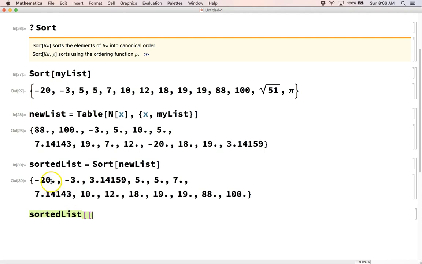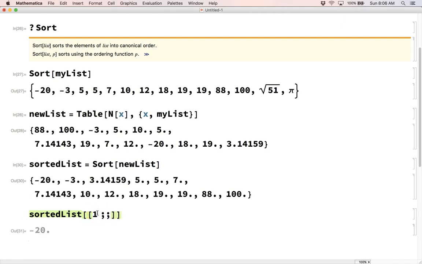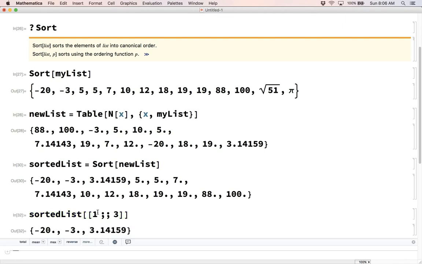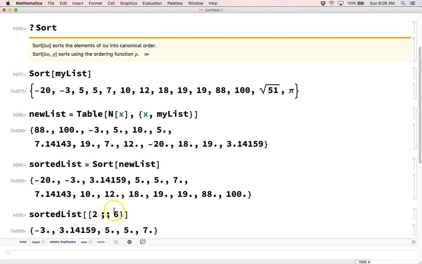What I want to get is not just the first entry in this list, but the first three entries in this list. And one way I can do it is instead of doing double brackets with 1, I can do double brackets 1;;3. So that's going to get me all the first three entries, 1, 2, 3. And that's a good way to do it because if I wanted to get the first 6 entries, I could get the first 6 entries just as easily. Or if I wanted to get the second through the 6th entry, I could have gotten the second through the 6th entry just as easily.